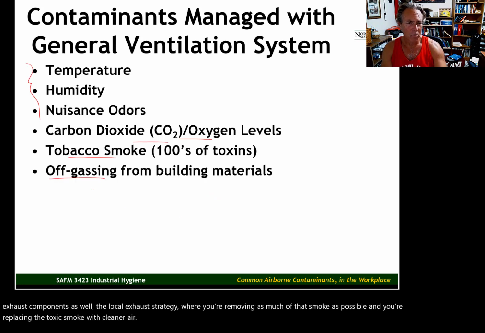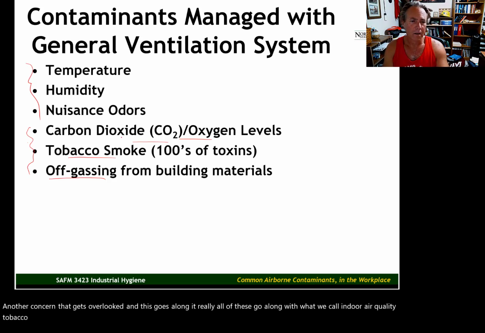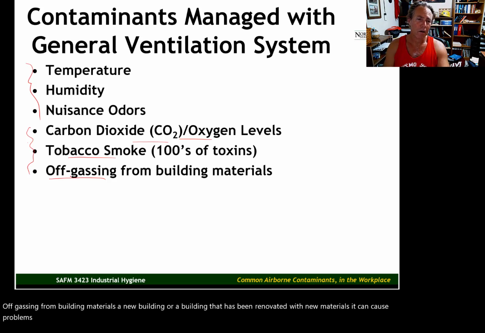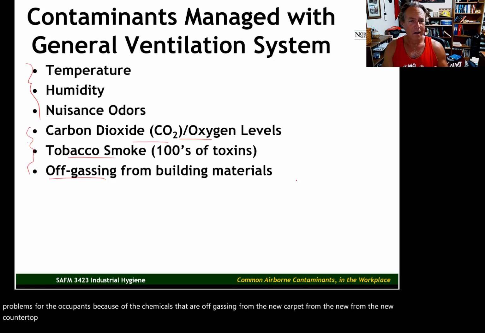Another concern that gets overlooked, and really all of these go along with what we call indoor air quality: tobacco smoke, oxygen, carbon dioxide levels, but also off-gassing from building materials. A new building or a building that has been renovated with new materials can cause problems for the occupants because of the chemicals that are off-gassing from the new carpet, from the new countertop material, from the paint.